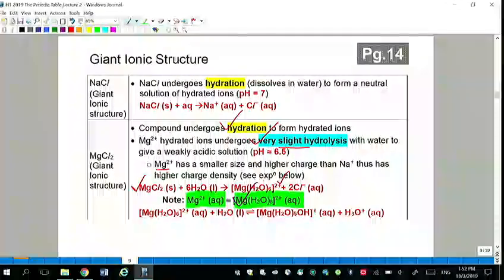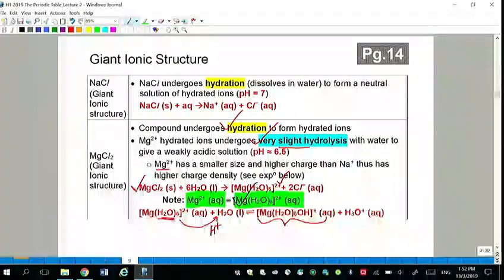But I want to show the 6 water molecules, because what happens is that one of the water molecules, the OH bond, will be polarized and weakened. It will donate a proton to the water that is present. So this is like an acid-base reaction. Then it will form your [Mg(H2O)5OH]+.